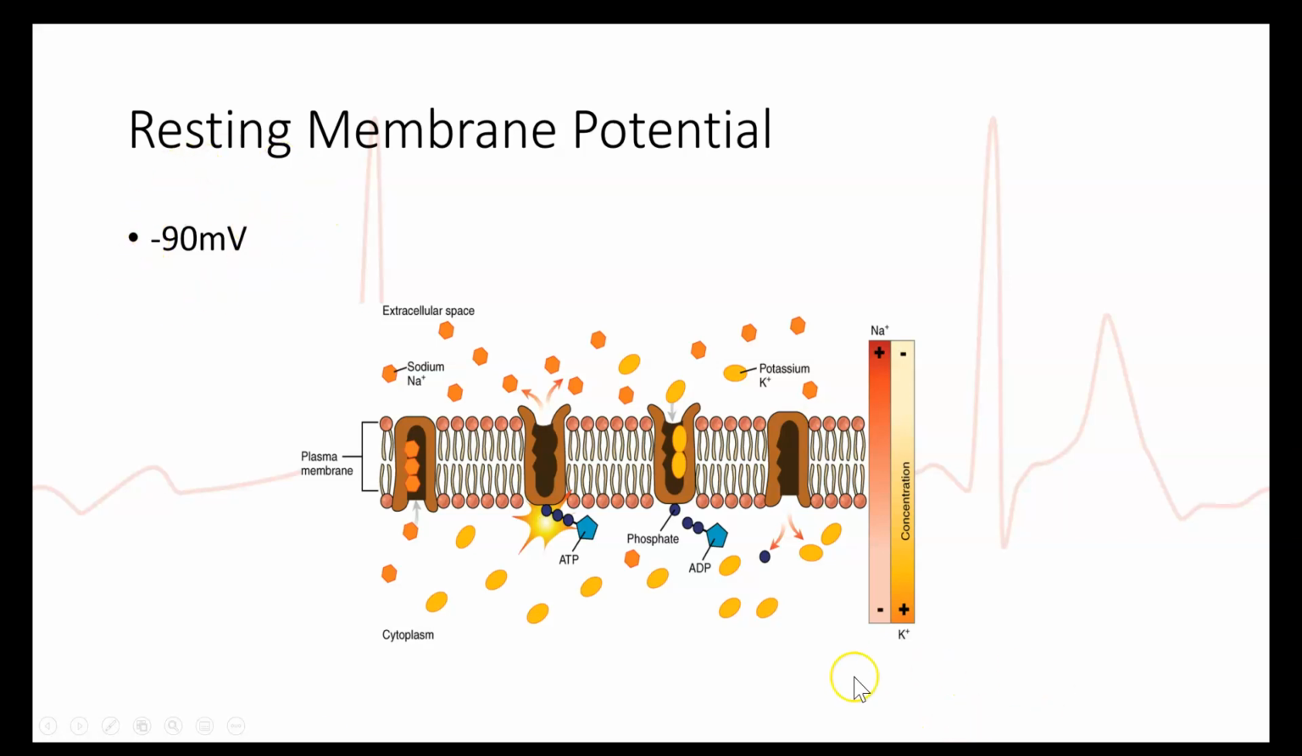Okay, so let's go over that again. We have a large amount of negatively charged anions on the inside, and we have a large amount of positively charged potassiums on the inside of the cell. Now on the outside of the cell, we have a large amount of negatively charged chloride ions and a lot of positively charged sodium ions.